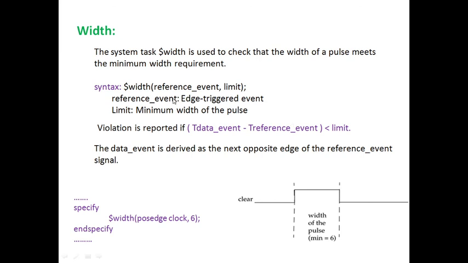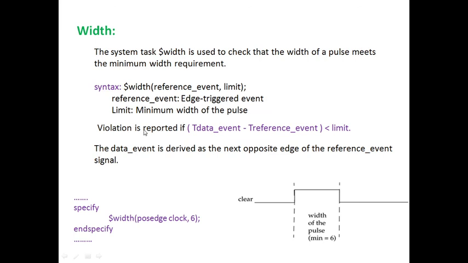The reference event is a signal that should undergo an edge triggered event. Some variable or some signal has to undergo the edge triggered event, and whenever it undergoes any edge triggered event, we call it a reference event. The limit is given to you in the specification sheet, and limit is nothing but the minimum width of the pulse. So it should meet the minimum width of the pulse.